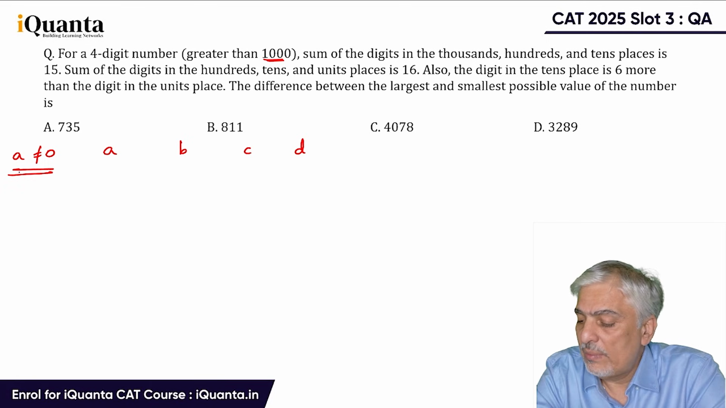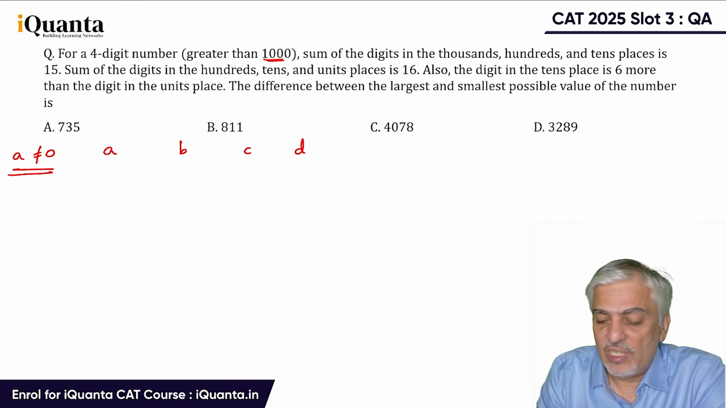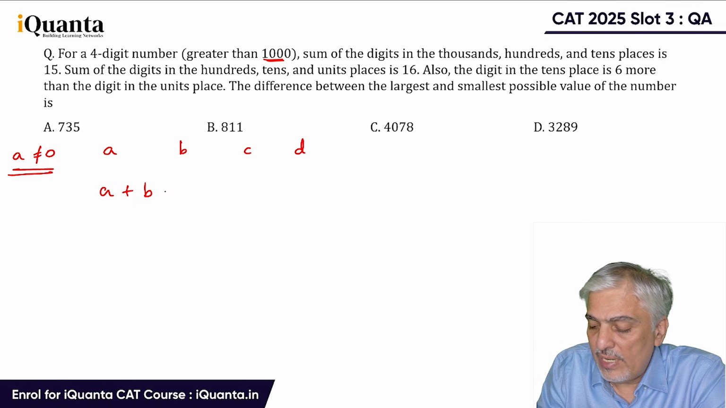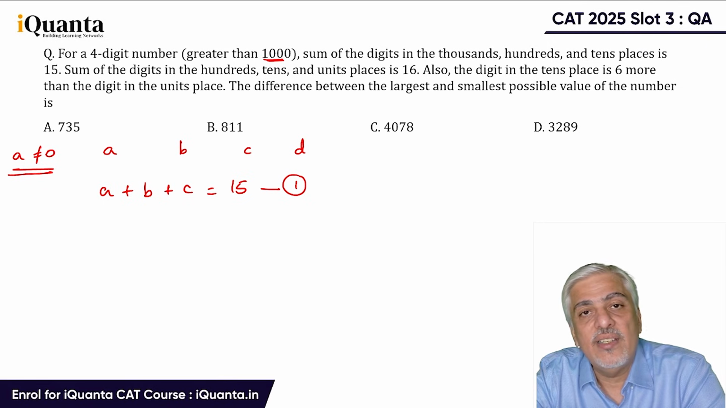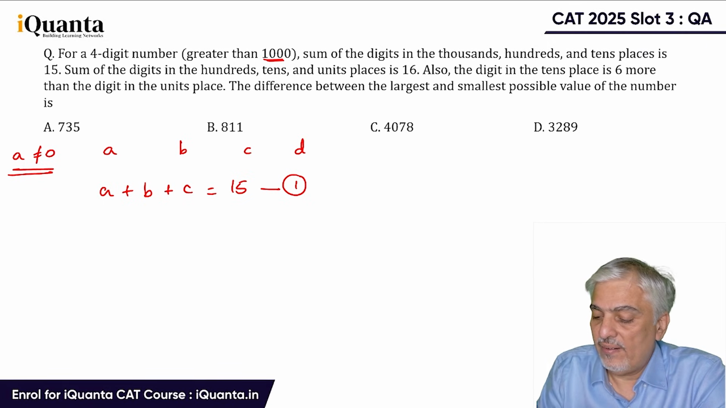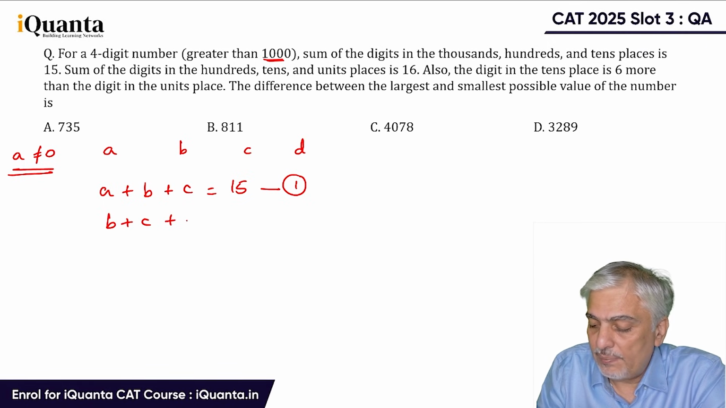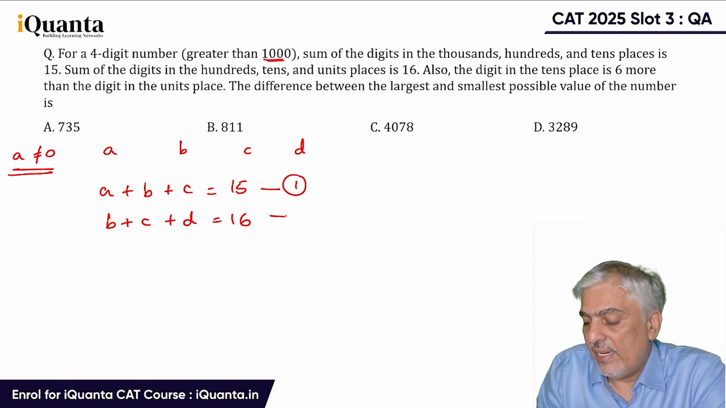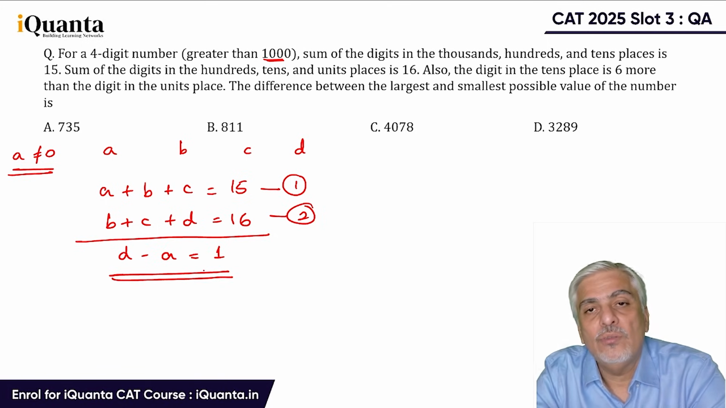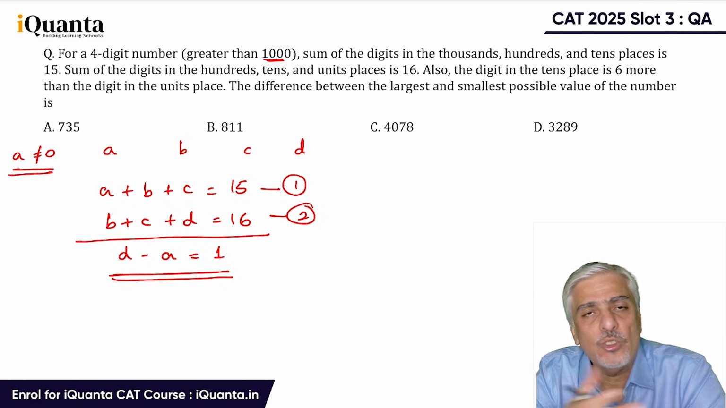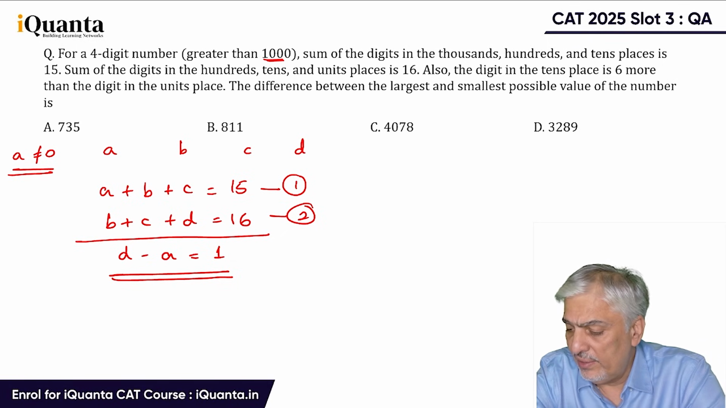What have they said? The sum of the thousands, hundreds, and tens place is 15. That means A plus B plus C is 15, equation 1. And the sum of the digits in the hundreds, tens, and units place is 16. That means B plus C plus D is 16. If I subtract these two equations, B and C will cut out. I'll get D minus A is 1. So D can be 9, A can be 8, and so on. Different cases are possible. Let's leave it over here.